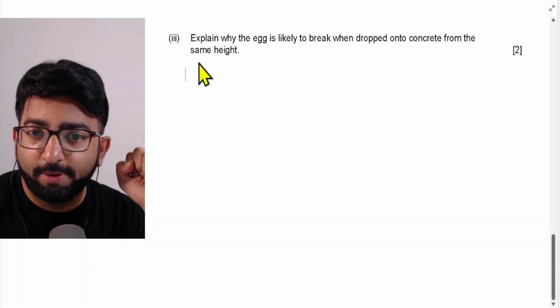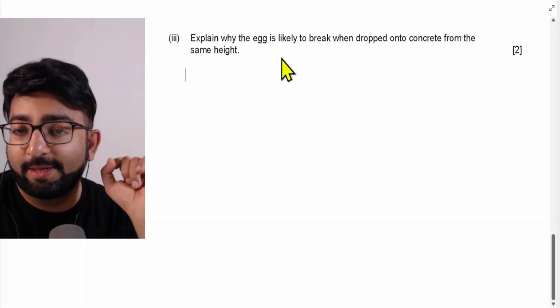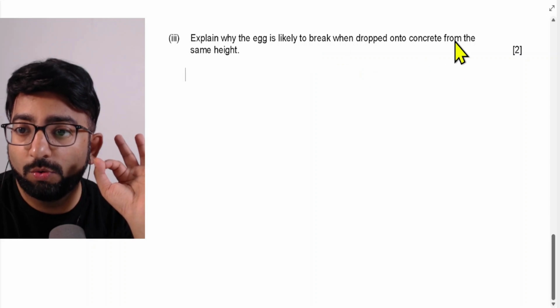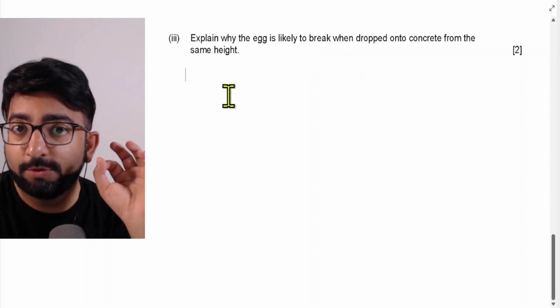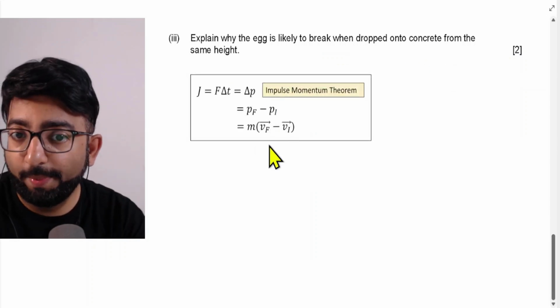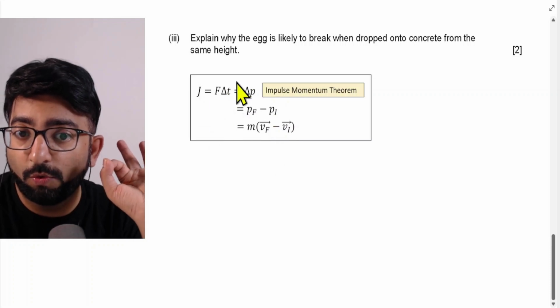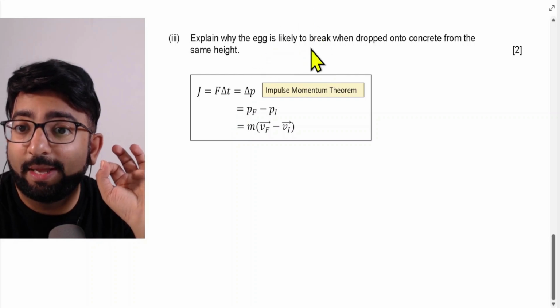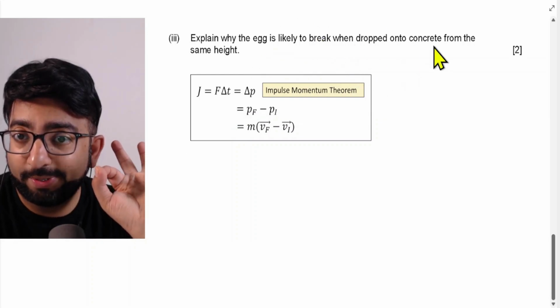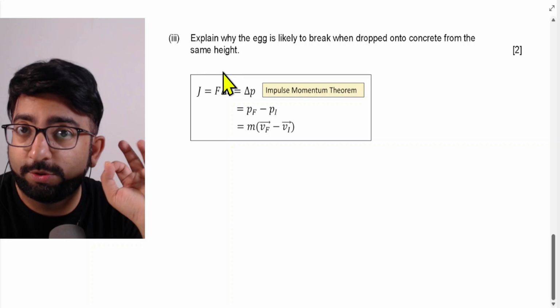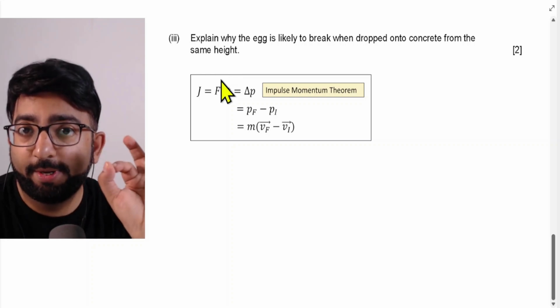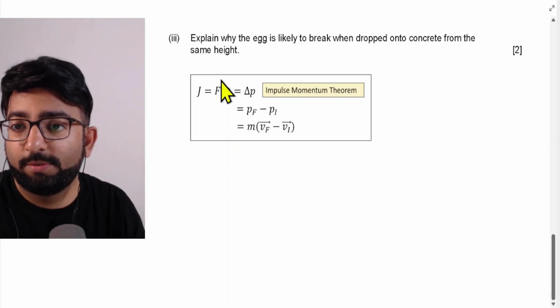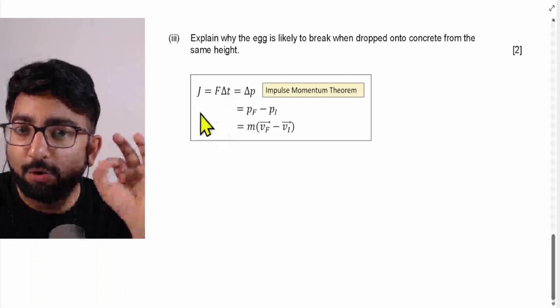In the third part, we have to explain why the egg is likely to break when dropped onto concrete from the same height. So we'll have to use the same impulse momentum theorem, J is equal to force into time. Now, since we have to prove that the egg is likely to break when dropped onto concrete, which means the force which the concrete is providing to the egg is much larger as compared to the ground. So how do we prove it?